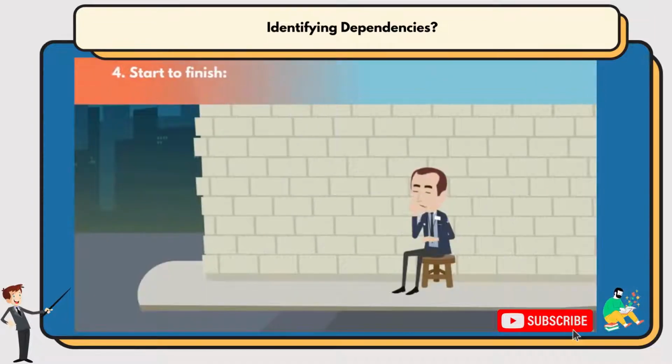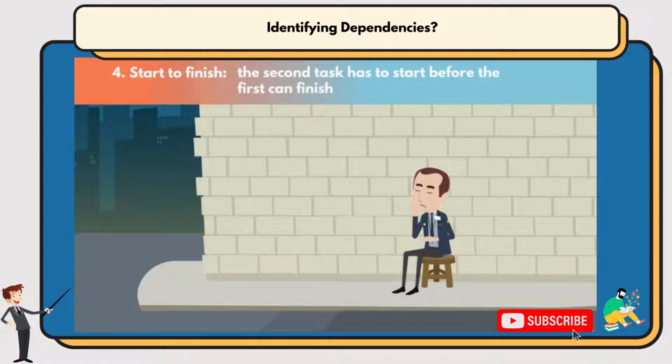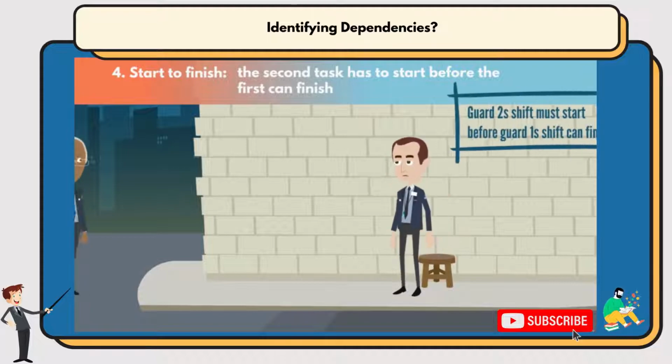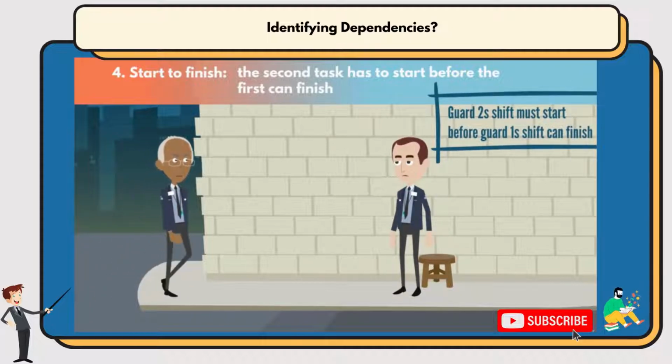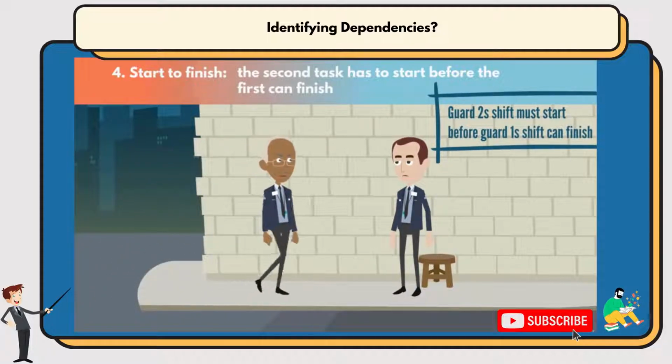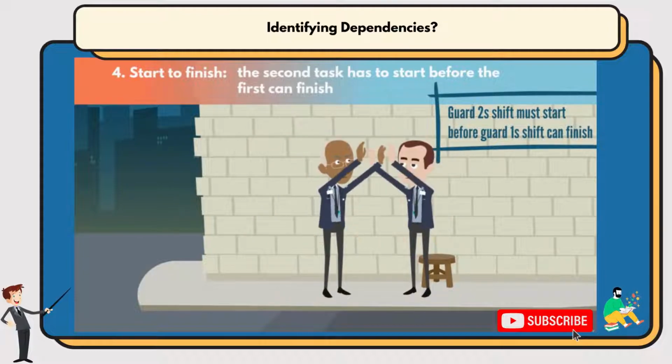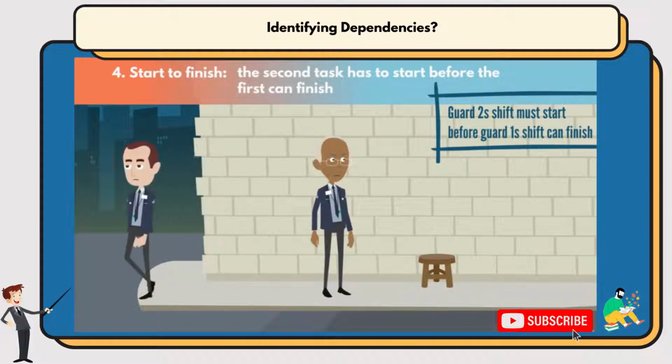And lastly, the not as common start to finish, where the second task has to start before the first can finish. Let's step away from the painting examples for this one and imagine the construction site needs 24-hour security. Guard 2's shift must start before Guard 1's shift can finish. This way, there will be no interruption in the surveillance for any thieves to sneak in.